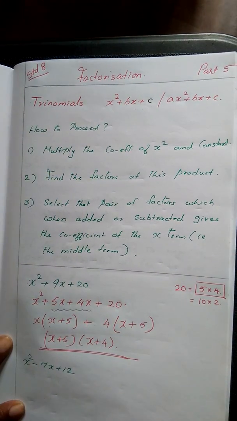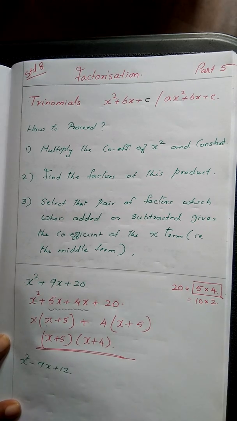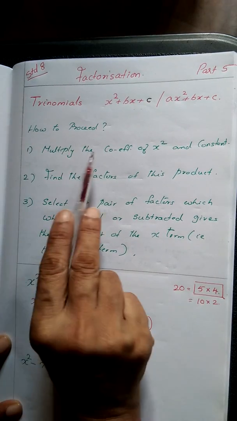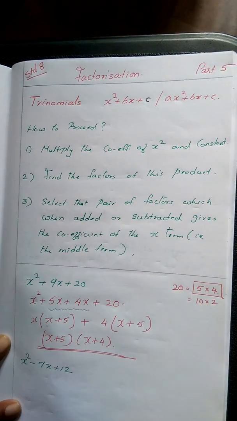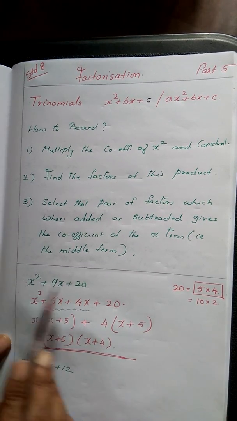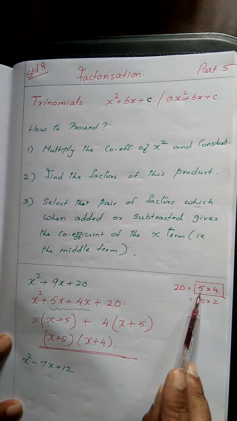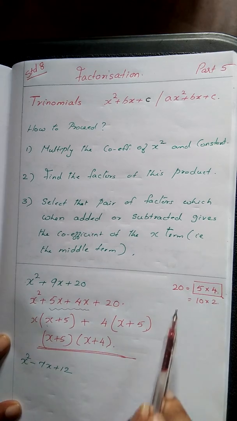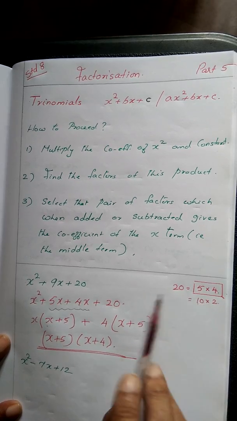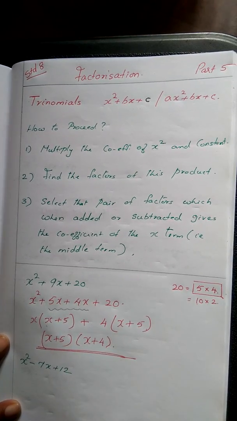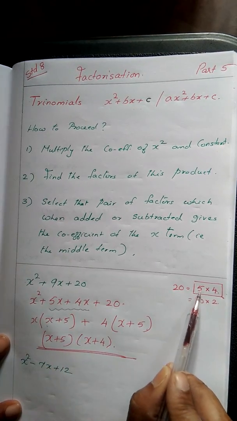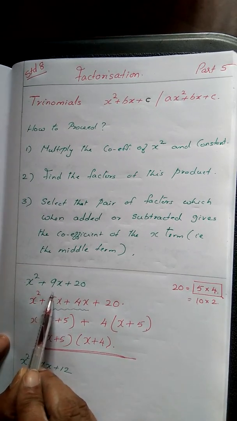This is also generally called splitting of middle terms. So how to proceed? The first step is to multiply the coefficient of x squared and the constant. Here we will consider an example. So x squared coefficient is 1, constant is 20. So 1 into 20 is 20. Now find the factors of this product. So the factors of this product are 5 and 4, or 10 into 2. So we get various combinations. We have to select a combination in such a way that when you add or subtract these, you will get the middle term.